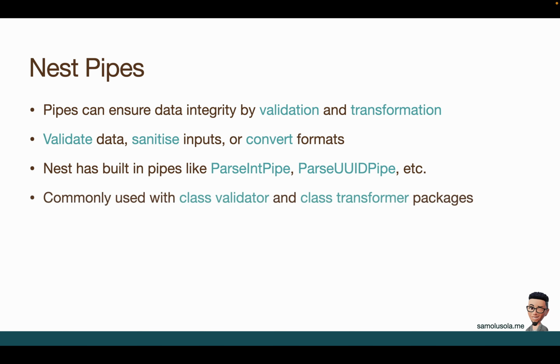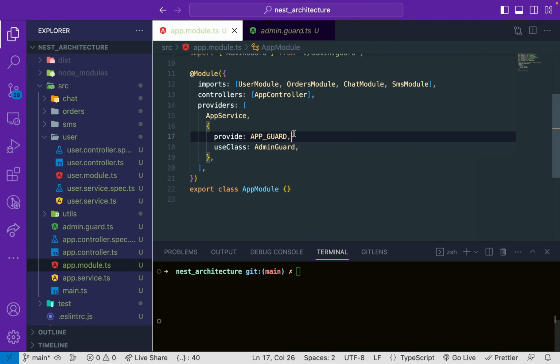The most common way to use Nest pipes is to use them with two packages, which are class-validator and class-transformer. We are going to see how to do just that in code when we implement validation for the data that we are collecting when we want to create a user in our application. Again, see you in VS Code.